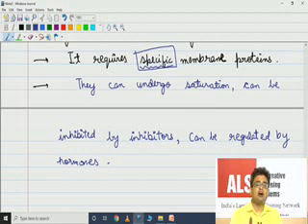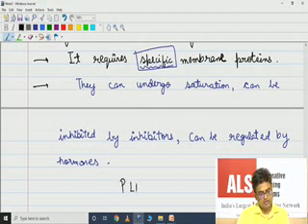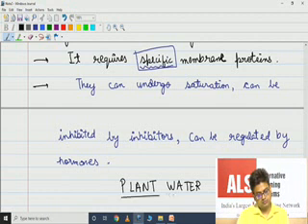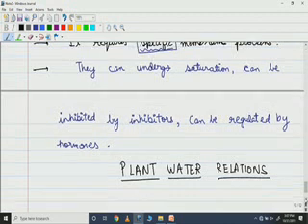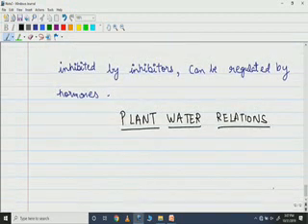Now I'm going to put the heading plant water relations. By plant water relations, I mean that I want to study how solvent molecules are moving from one place to the other. So I will talk about osmosis, water potential, a lot of things. Please write about it.